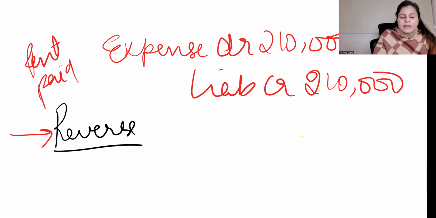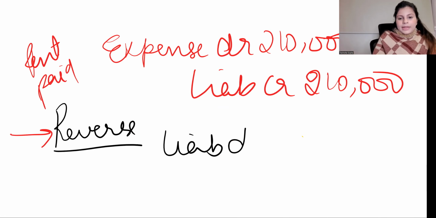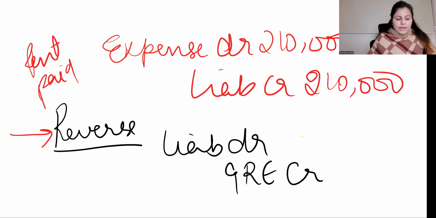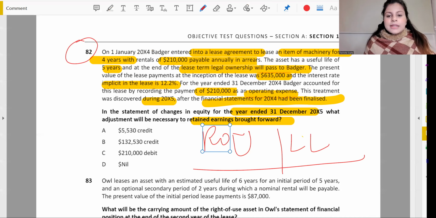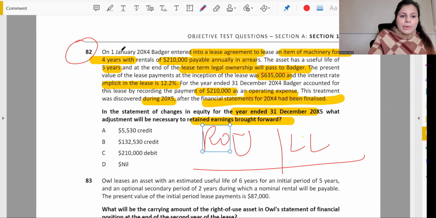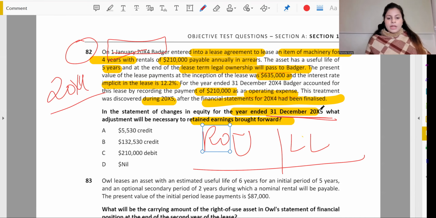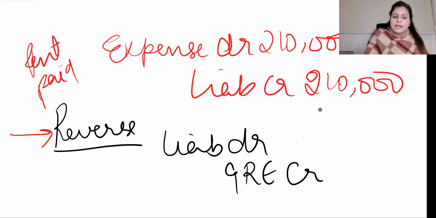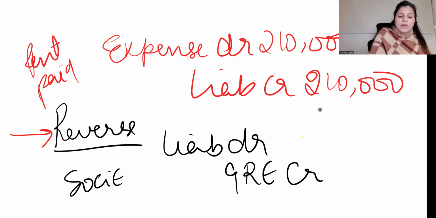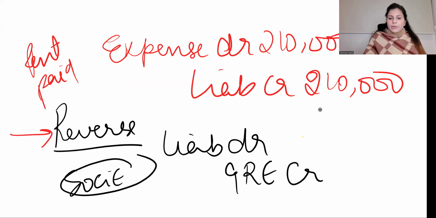So how will I reverse it? I'll say liability debit, expense credit. By crediting the expense, I mean group retained earnings credit, because I've reached the next year already. This whole thing happened on 1st January 2004, in the 2004 year, and I've already reached 2005. So this is all previous year's mistake, prior period error. So I will credit my group retained earnings. In my statement of changes in equity, I need to increase my GRE by 2,10,000.